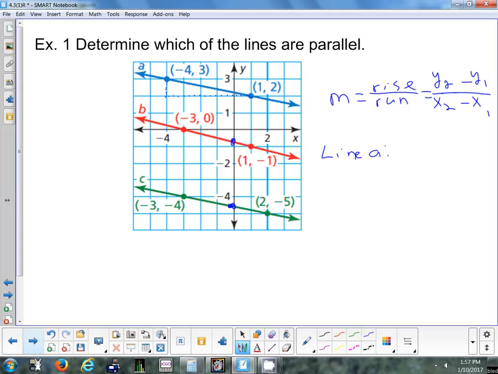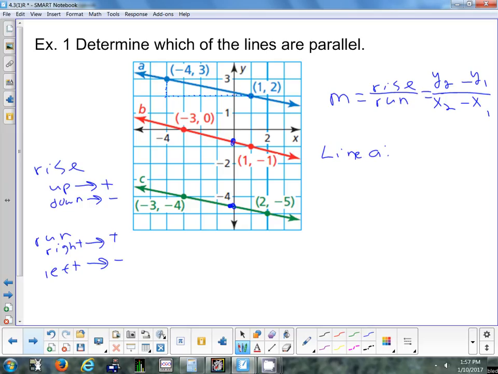Let's count. And we have to remember what happens with rise, and we should write this off to the side. When you go up, is that positive or negative? Positive. How about when you go down? Negative. Okay, let's look at the run. There's two directions you can go for a run. What happens when you go to the right? What about when you go left? Negative. Okay, so keep those directions in mind. Let's start, it doesn't matter which point, the higher one or the lower one? Lowest. Okay, from the low point, what direction are we going to get up to the higher point?